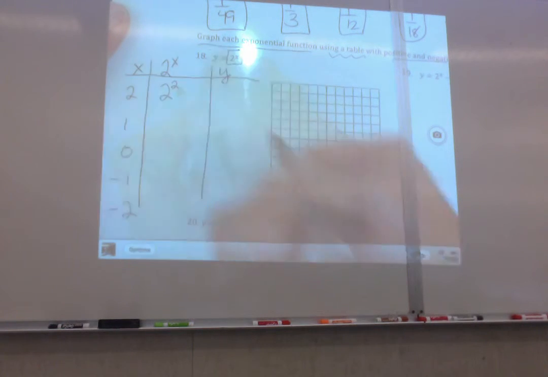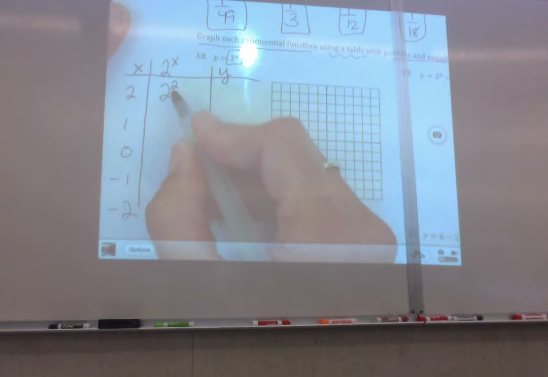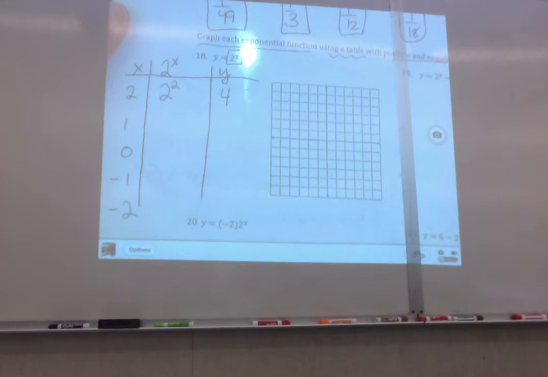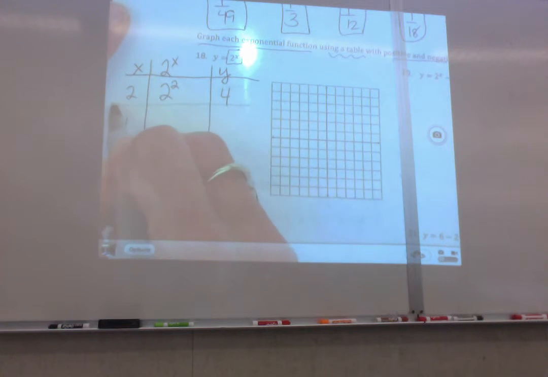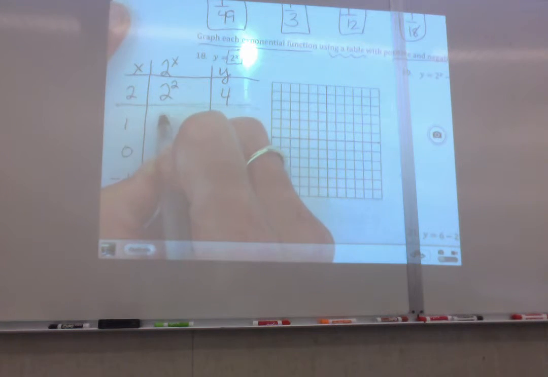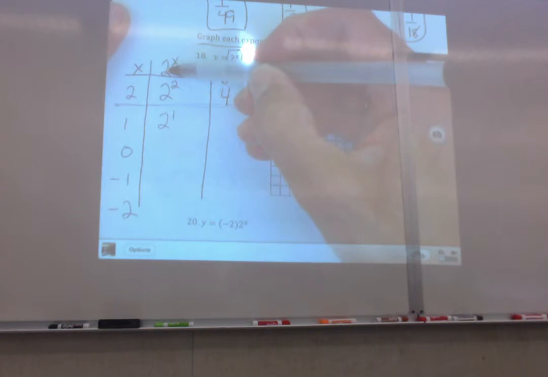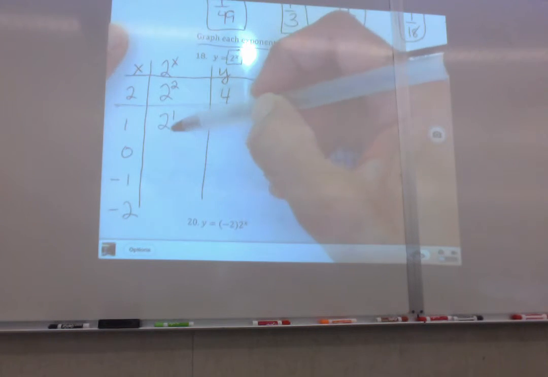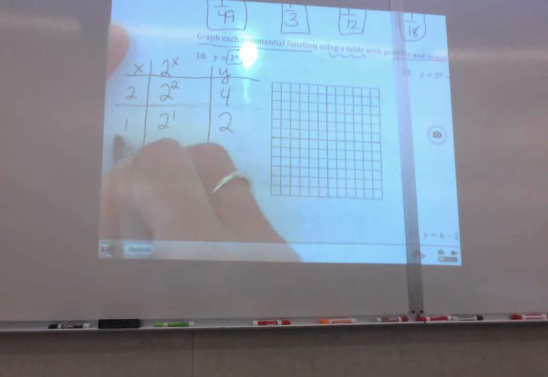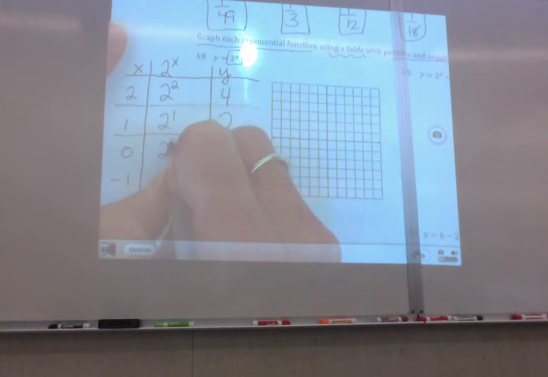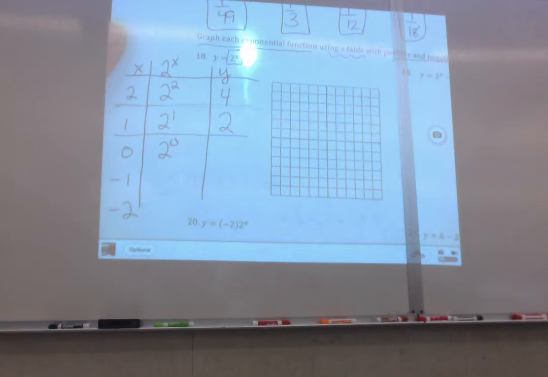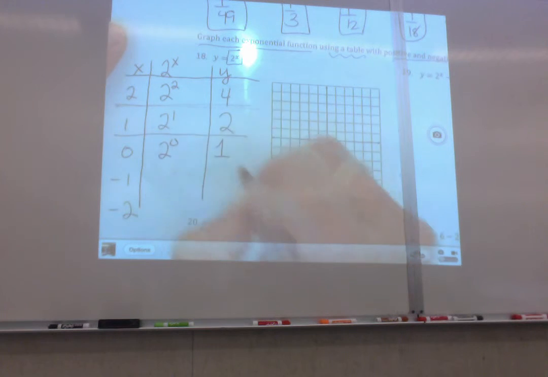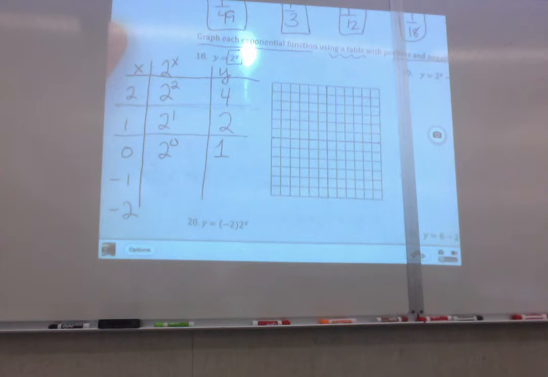2 raised to the 2. 2 raised to the 2 is 2 squared, that's 4. Now that's kind of one problem. Now I'm going to go 2 raised to the 1. Each step of the way I'm starting with 2 as a base. And whatever the x we've chosen is, that's the exponent for that step. So 2 to the 1 is a 2. Who knows what 2 to the 0 is? It's 1. Any number raised to the 0 power is 1. Okay.